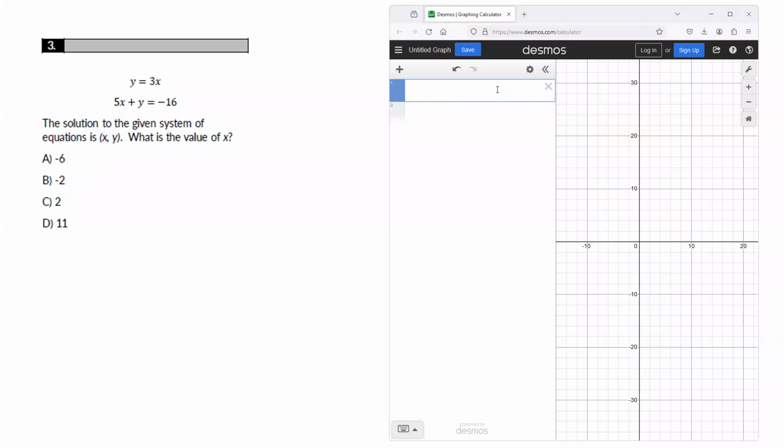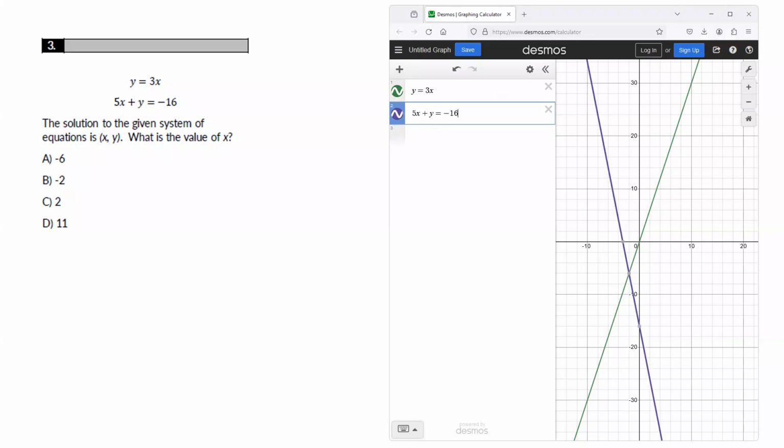Again, the solution is your intersection point. y equals 3x, 5x plus y equals negative 16. And my intersection point is right here, negative 2, negative 6. Now this time the x and the y were in the original question, so I do have to reread the question carefully. It could ask me for x or it could ask me for y. You just have to read and look. In this case, they want to know what is x, and x is negative 2.